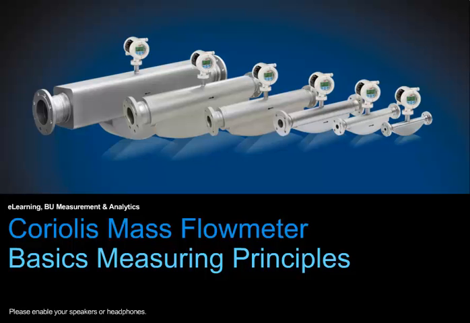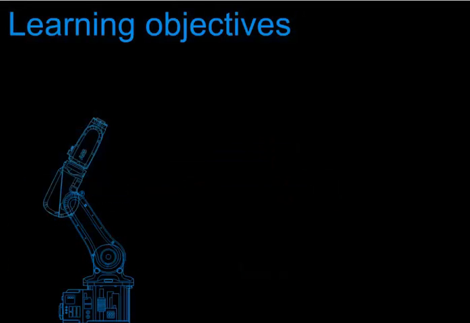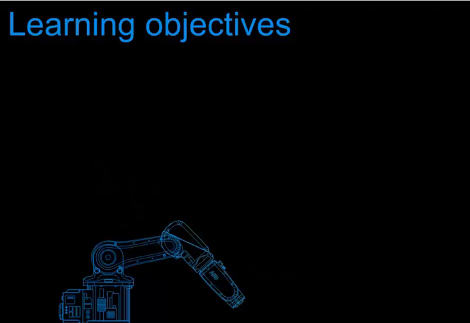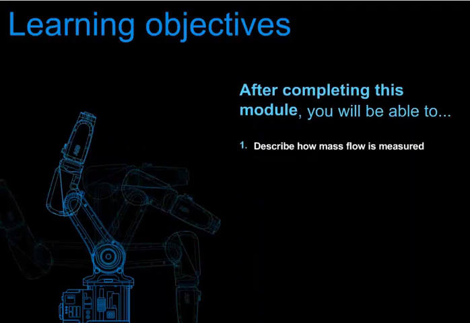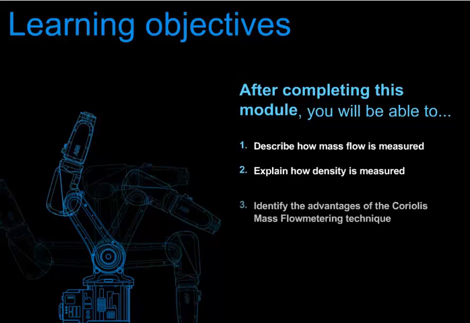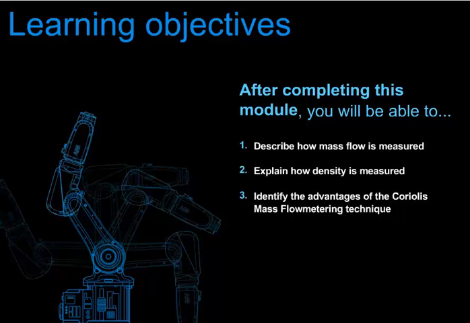This training module will introduce you to the working principle of Coriolis mass flow meters. Upon completion of this module, you will be able to describe how mass flow is measured, explain how density is measured, and identify the advantages of the Coriolis mass flow metering technique.